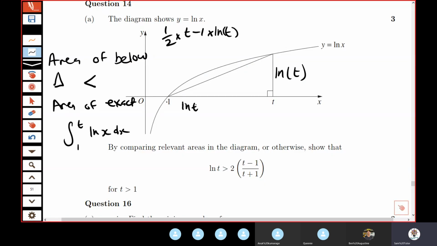Again, like I was saying, all you're going to do is take the area below, the area of the triangle, and that's less than the area of the exact section. So pretty much you're missing all of this. That's the logic of it. So log t times (t minus 1) on 2, the area of a triangle, will be less than this area.